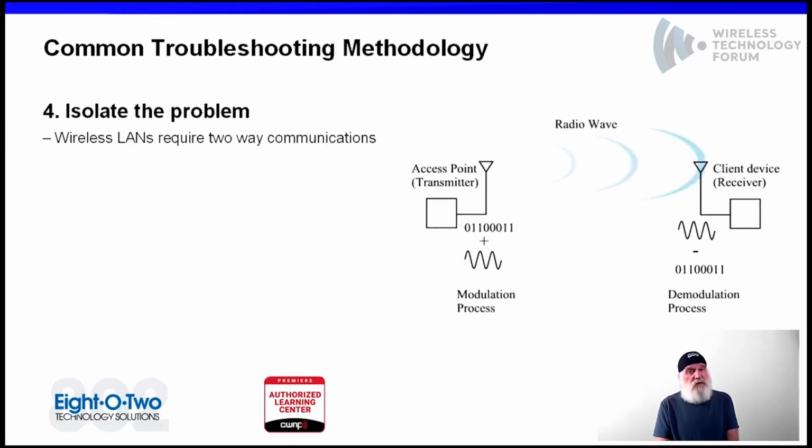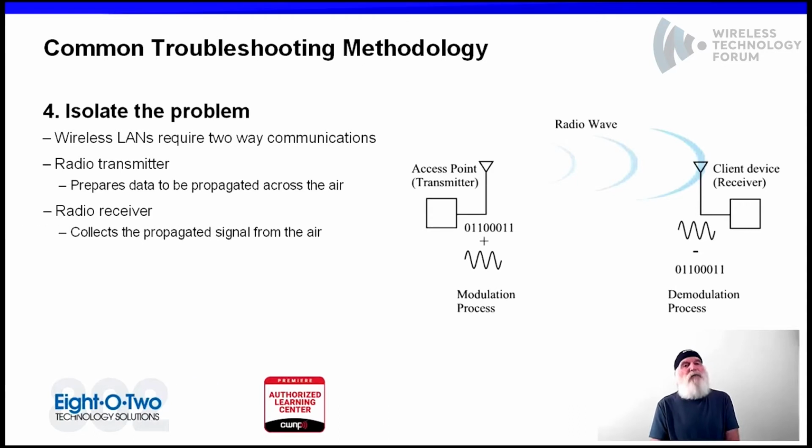The next step is to isolate the problem. Remember that wireless LANs require two-way communication between these stations on the network. We have a radio transmitter that prepares the data to be propagated across the air, and we have a radio receiver that collects the propagated signal from the air. These are known as transceivers because they can both transmit and receive. However, wireless LAN devices use half duplex communication, which means they can do both, but they cannot do both at the same time. If a transmitter is transmitting, it cannot receive. If a receiver is receiving, it cannot transmit. That is the nature of half duplex communication.